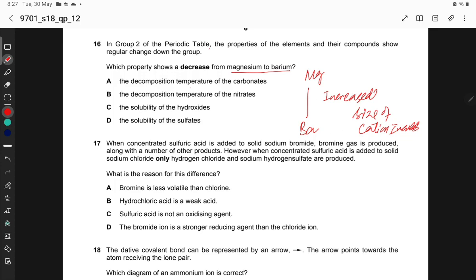So more temperature is required to decompose barium carbonate than magnesium carbonate. So this is incorrect. The decomposition temperature of the nitrate is also increased. So this is also incorrect. The solubility of the hydroxide is increased. Solubility of hydroxide is also increased. So this is also incorrect. The solubility of the sulfate is decreased. So this is incorrect.